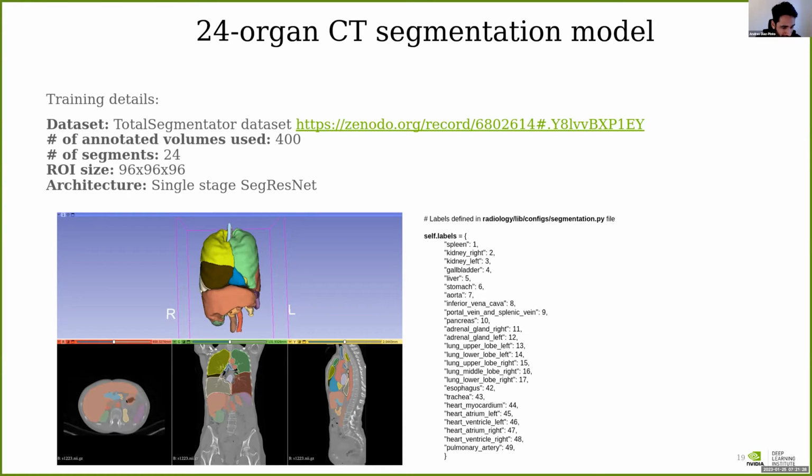Just to make the point, I trained a model only on a third of the dataset, 400 volumes for 24 segments, using an ROI size of 96 cubed. Again, this is a single stage, single network that predicts 24 segments. And this is the performance. So it works really good. Of course, the number of images is much bigger than previous ones. This is not available in AWS, but this is just to show the downstream tasks that we can have combining a good dataset with MONAI Label and AWS resources.